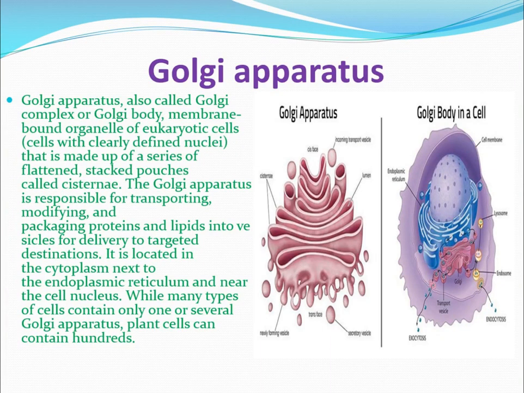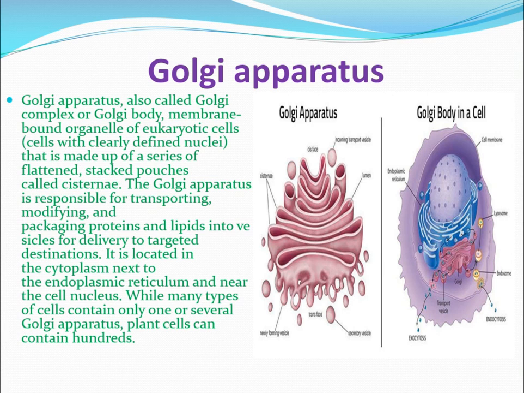The Golgi apparatus. Now, this is a complex structure. The Golgi apparatus, also called the Golgi complex or the Golgi body, is a membrane-bound organelle of eukaryotic cells. It has a clearly defined structure made up of a series of flattened stacked pouches called the cisternae.